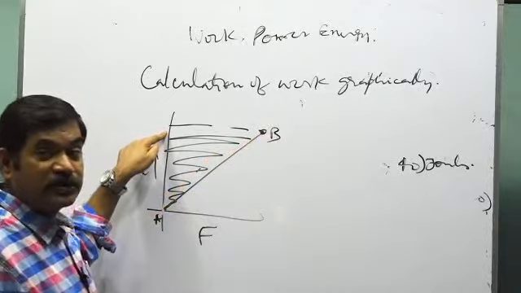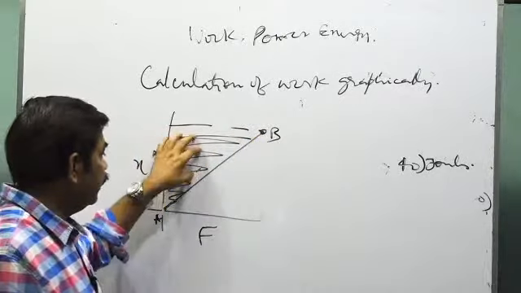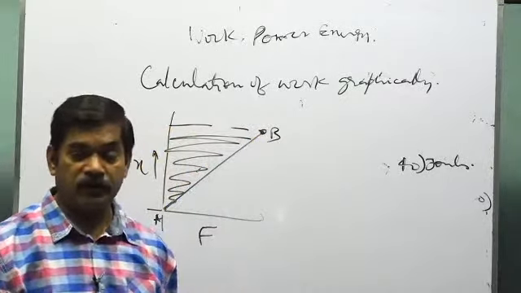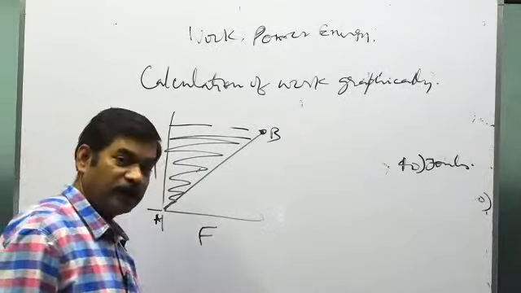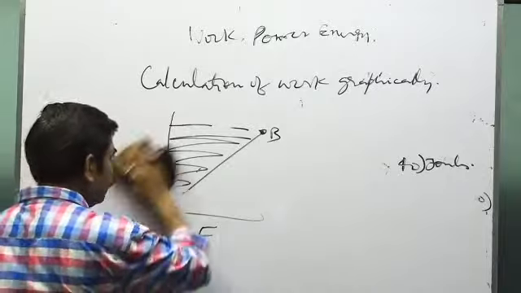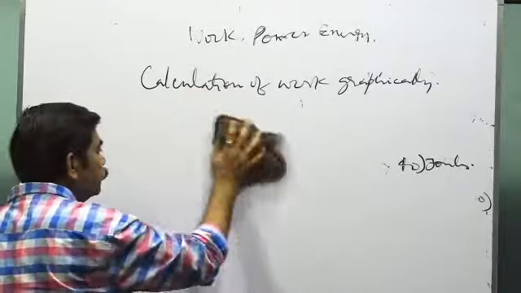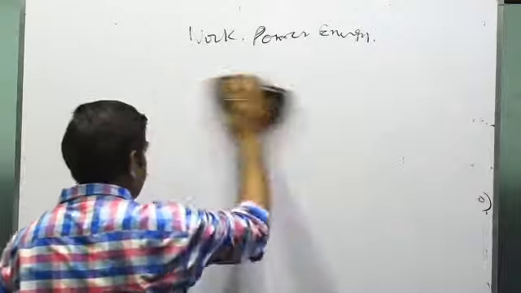If the displacement axis is on this side, then this area will be the work. This area will be the work done. Is that clear? I hope this must have got clear. Now see, so this was the calculation of work.